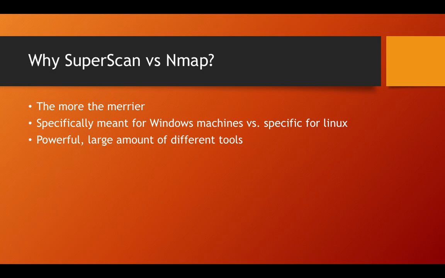So why SuperScan versus Nmap? Well, I always say the more the merrier. If you're going to really do something well, I figured you use as many tools as you can on it, and this one being specifically meant for Windows machines versus specifically meant for Linux. I know they have an Nmap for Windows now too, but it's just good to have the options out there, and one that was built specifically for Windows is a nice addition. And also it's got a pretty large amount of different tools in it, and they're all just kind of right there, and it makes it really easy to use.